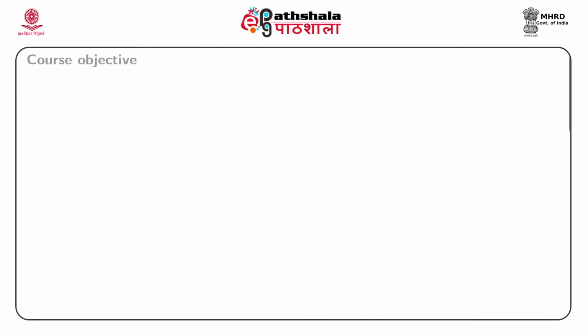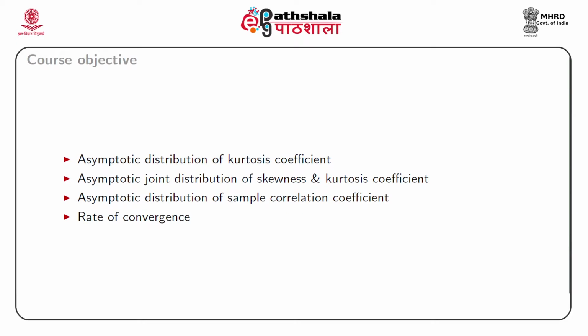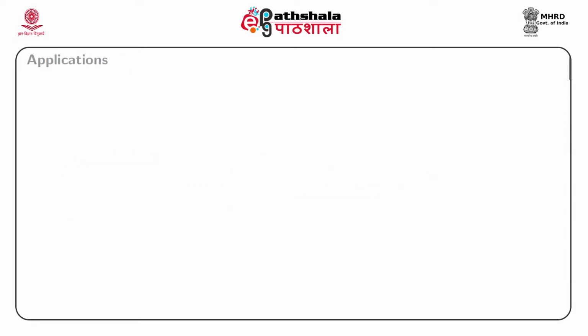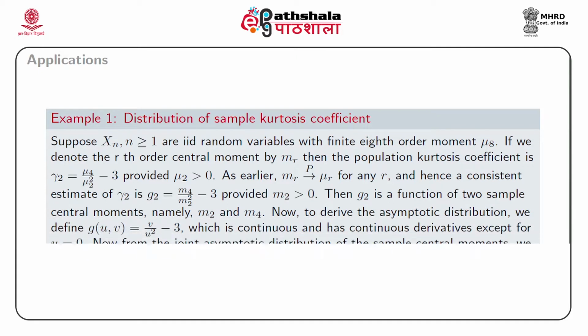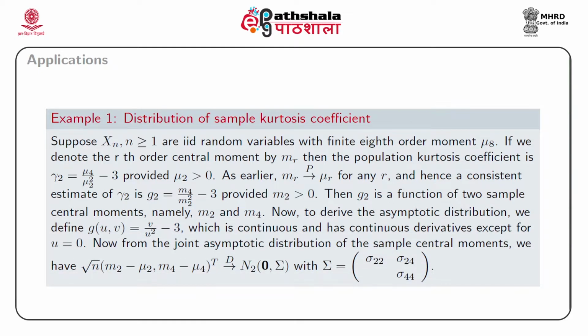So we start with distribution of sample kurtosis coefficient, that is large sample distribution of sample kurtosis coefficient. Suppose Xn are IID random variables with finite 8th order moment mu8. If we denote the rth order central moment by mu r, then the population kurtosis coefficient can be defined as gamma 2 equal to mu4 by mu2 square minus 3, provided of course mu2 greater than 0.